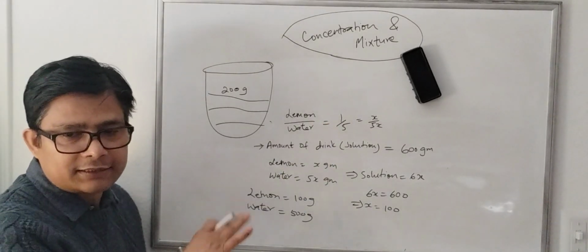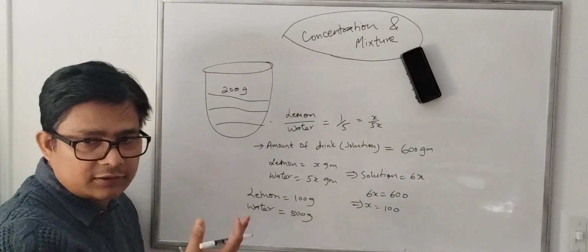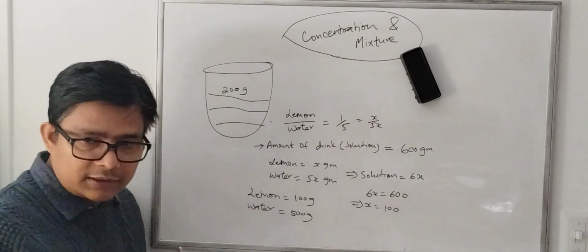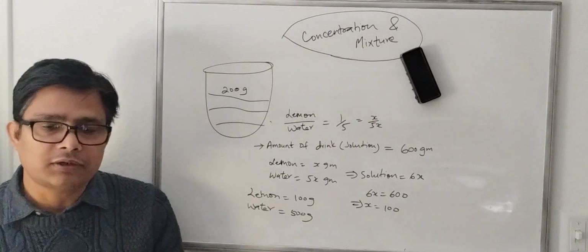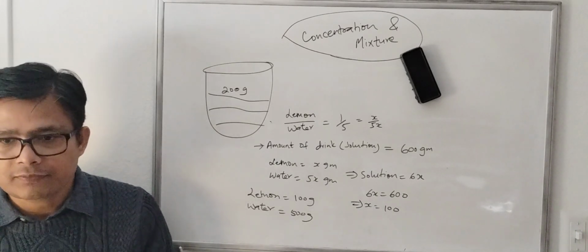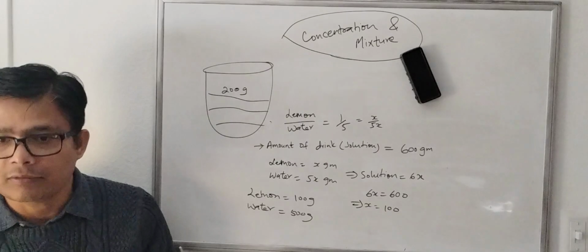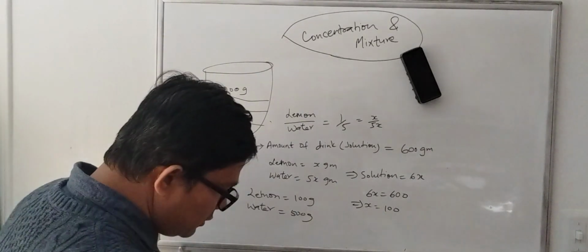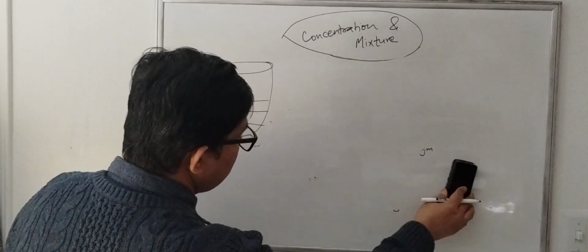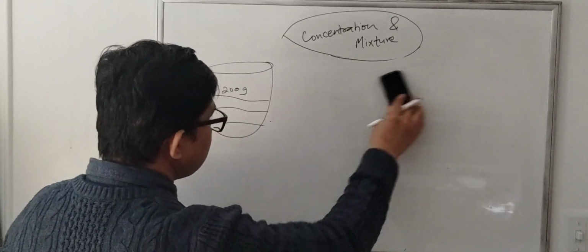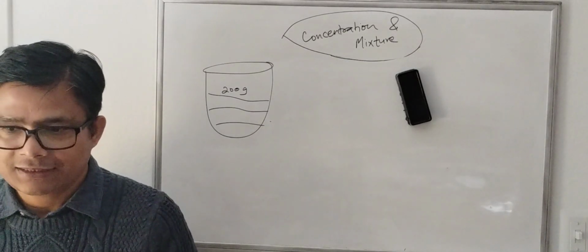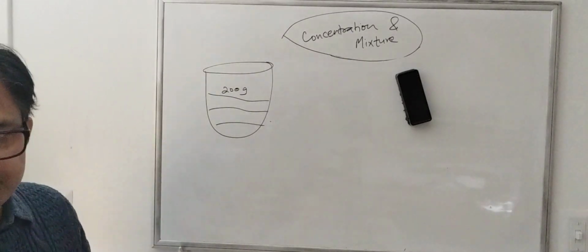So this is like another type of question where you will be given the ratio of solute and solvent, and the total amount of the solution. You will be asked to find the amount of solute and solvent. Another type of question will be, if some concentration is there and you have to change the concentration of the mixture. Okay, it's very simple.